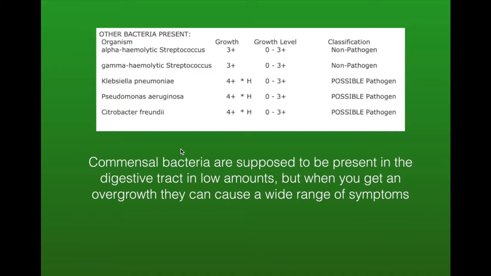We also have bacteria known as commensal bacteria. These are things like Klebsiella and Streptococcus, and they're supposed to be in the digestive tract in very small amounts. On a test like this, they'll often show up as 0 or maybe 1. But if you get an overgrowth of these bacteria, like in this situation here, you're going to get a wide range of not just digestion symptoms again, but other health problems.